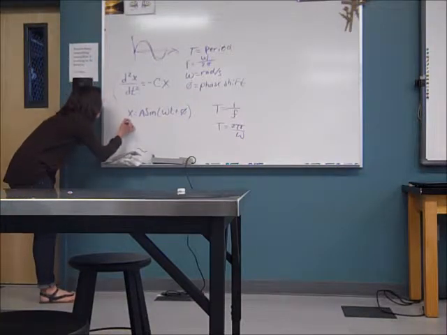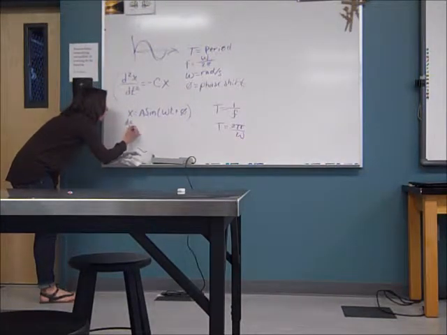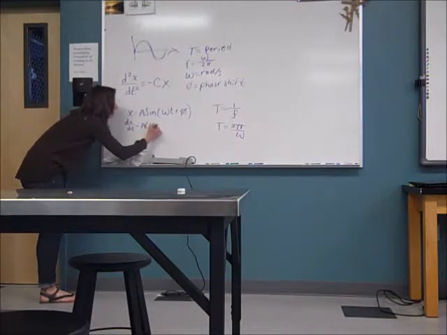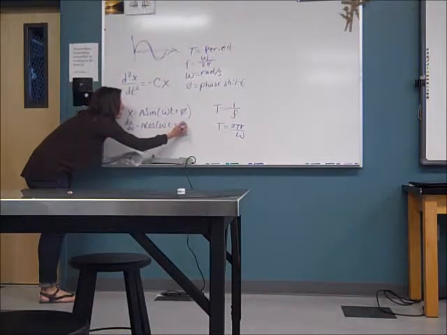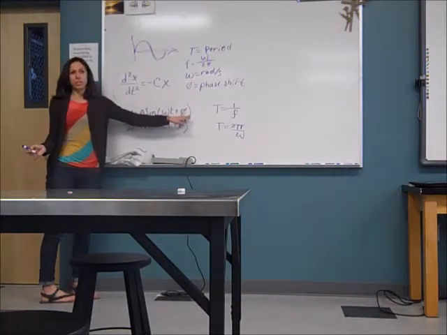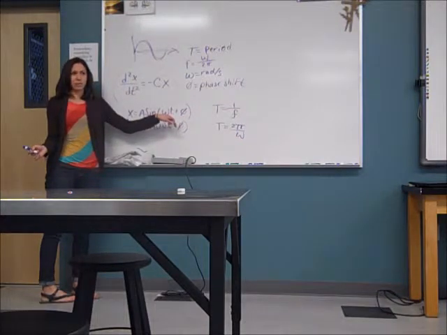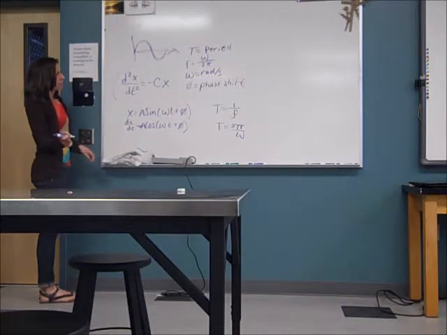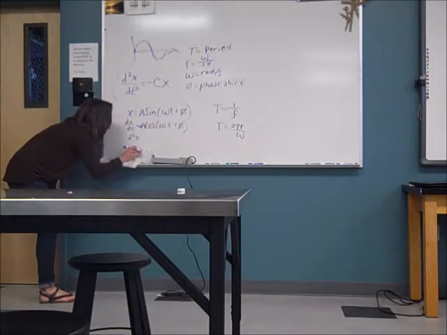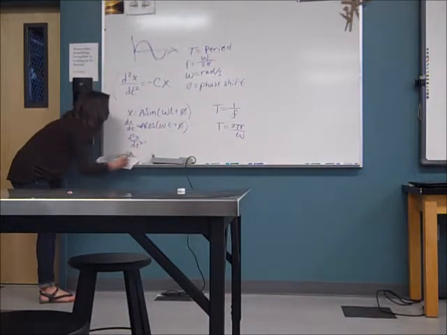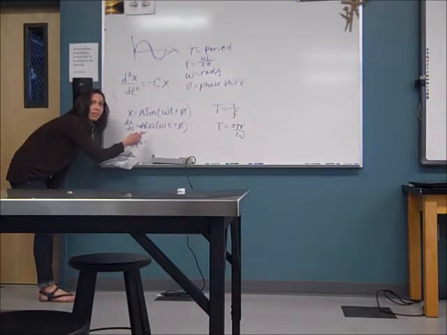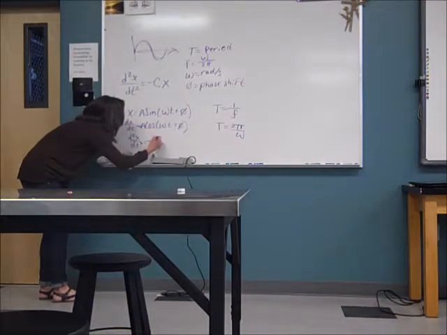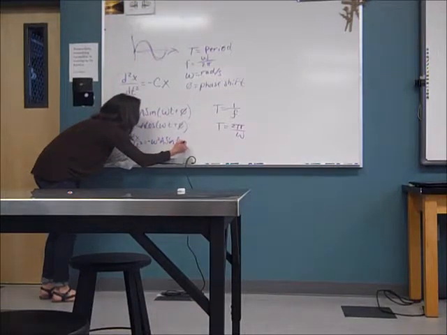Well, let me take the first derivative, which is dx/dt. If I take the derivative of sine, I get cosine of whatever times the derivative of the inside function, which is just omega. So I get omega A cosine of omega t plus phi. My second derivative is the derivative of cosine, which is negative sine, and it brings out another omega. So it's negative omega squared A sine of omega t plus phi.